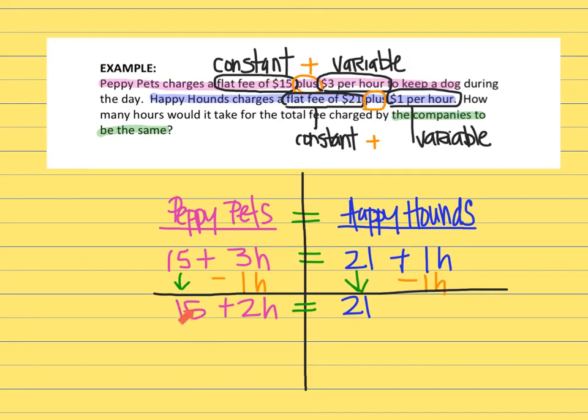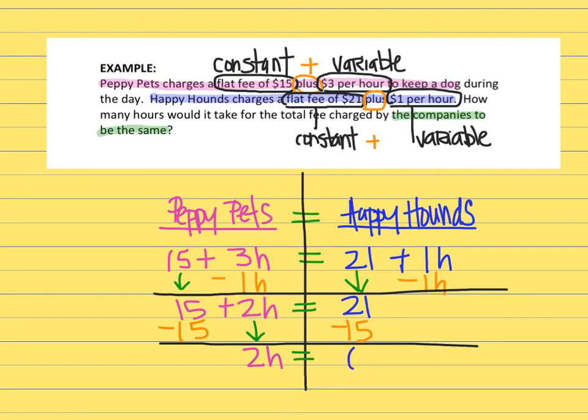I need to get rid of this constant, so the opposite of 15 is take away 15, or negative 15. I should do that to both sides. I can now bring down this 2h. Whoops, let me switch it back. I can bring down the 2h, and it equals 21 minus 15.